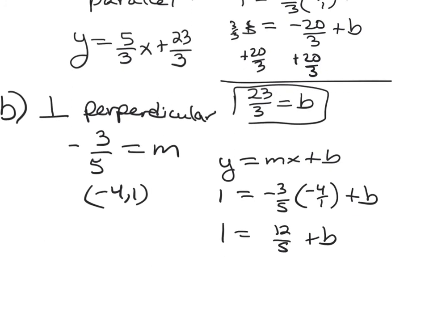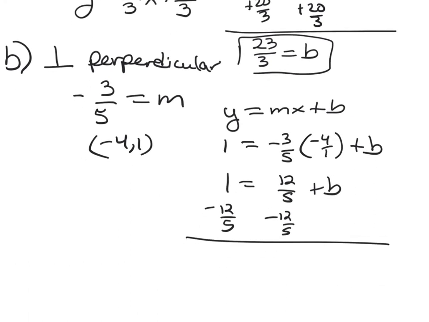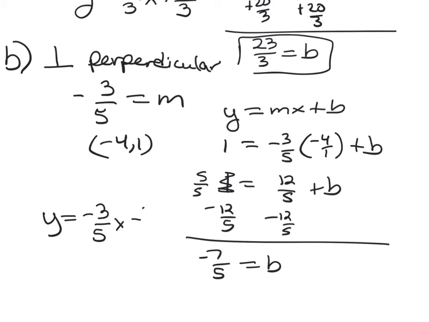Subtract 12/5. Again, I can change this whole number 1 to a common denominator. I'll make it 5/5. So now it turns into negative 7/5. That's my b. And now I put it all back. So y equals negative 3/5 x minus 7/5. And you're done. Now, I noticed on the last question it said to do number 8 in standard form. I'm just going to do this one because number 8 was number 8.